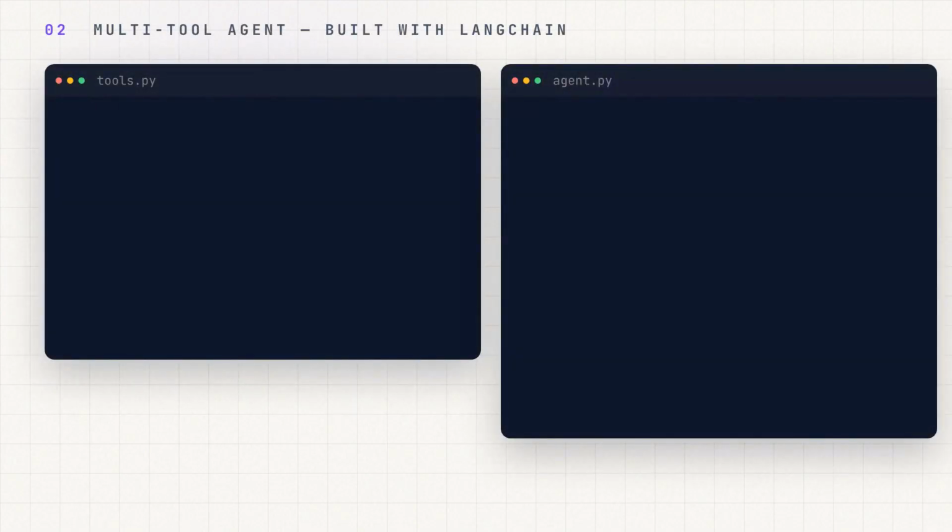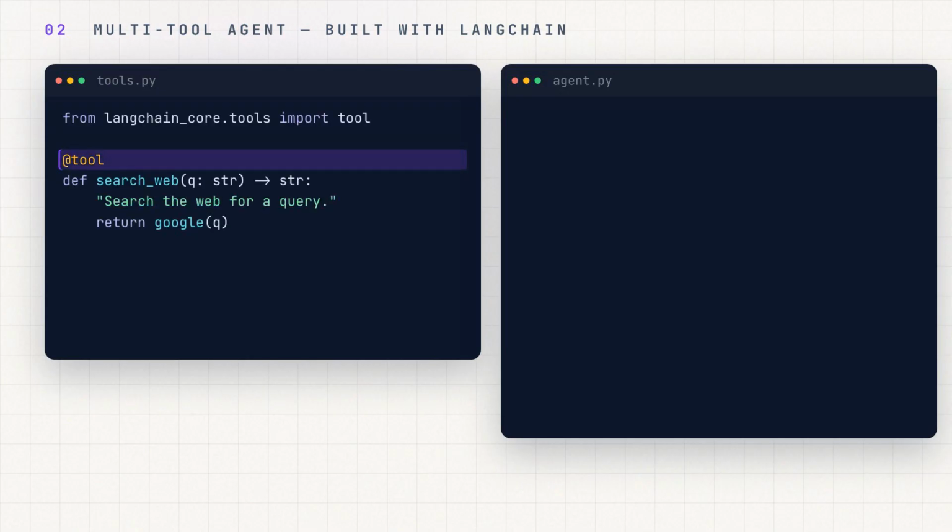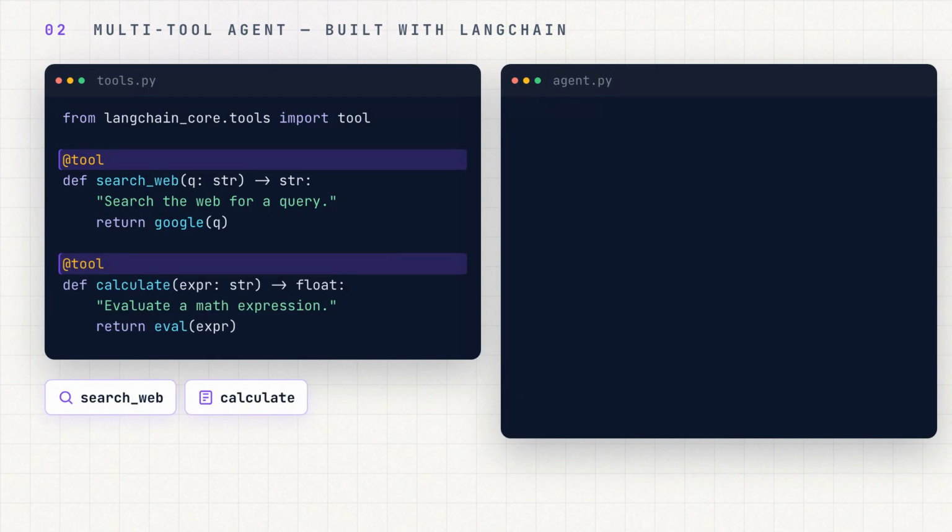The raw loop is great for understanding, but in real life, you reach for a framework. So let's rebuild this with LangChain and give our agent several tools. Watch how clean tools get. You write a normal Python function, add the tool decorator, and LangChain reads the name, the docstring, and the type hints to build the schema for you. So here are two, search web and calculate. That's genuinely all it takes to define a tool.